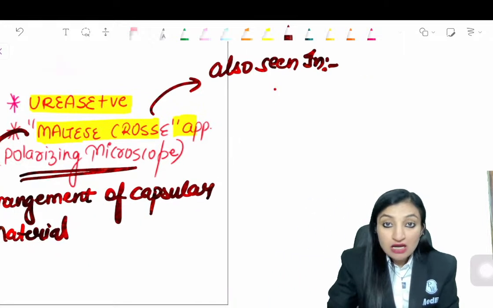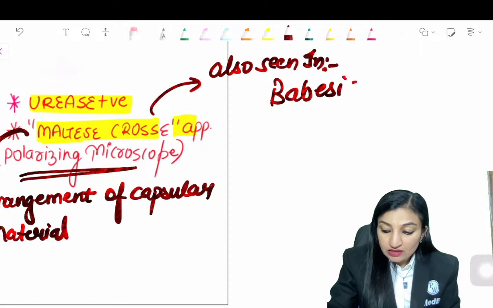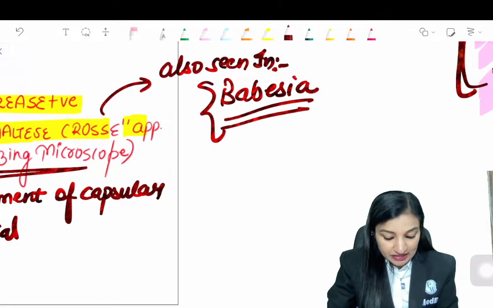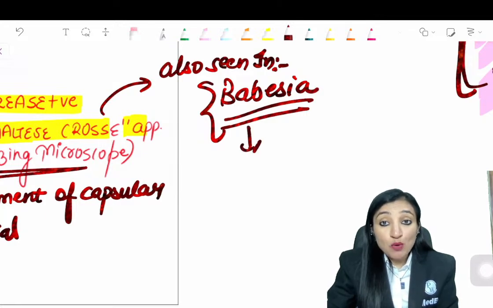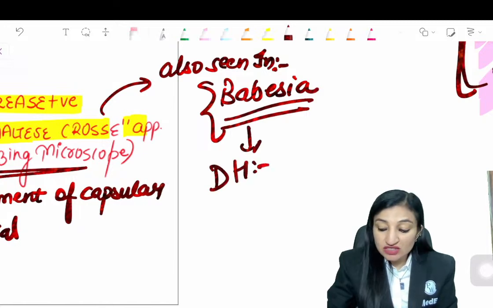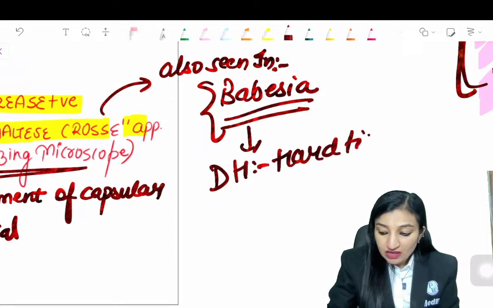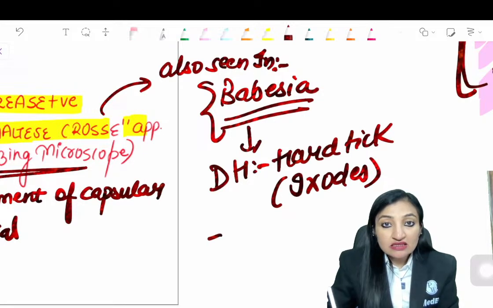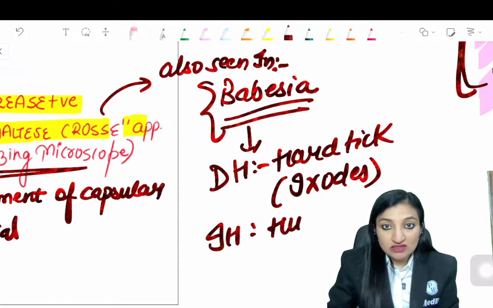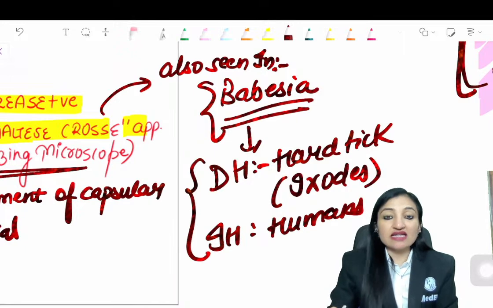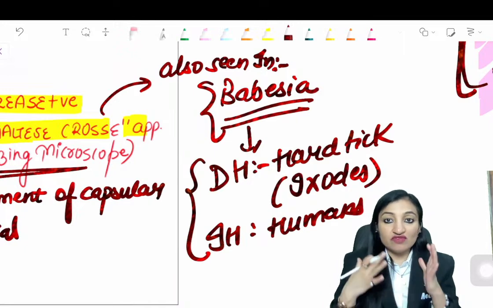Excellent, Vignesh. Babesia. Okay, is Babesia really found in India? Yes or no? Babesia, by the way, is one important parasite where the definitive hosts are not humans. The definitive host is what? Hard tick, genus Ixodes, and the intermediate host is humans. There are very few parasitic infections where this happens, that is, where humans are intermediate hosts.